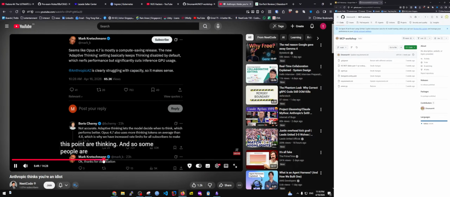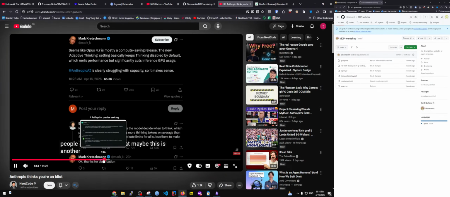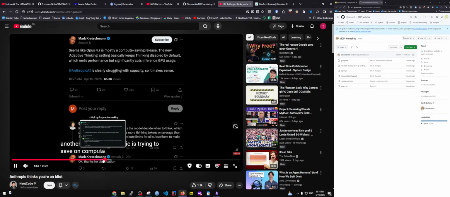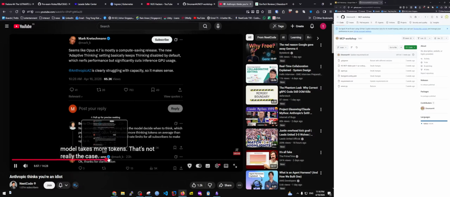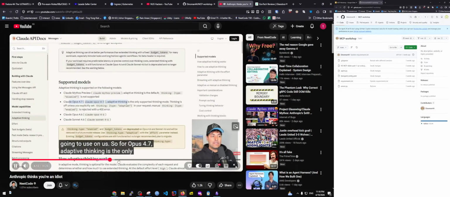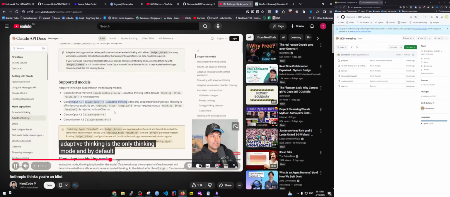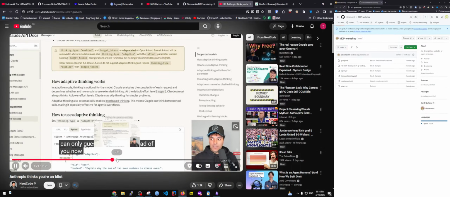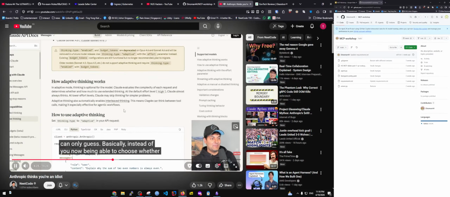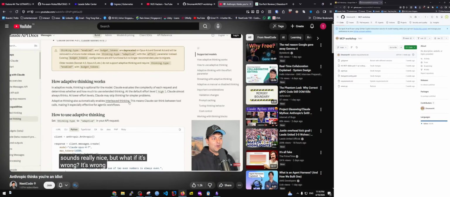Models at this point are thinking. And so some people are mentioning that maybe this is another way that Anthropic is trying to save on compute, that actually since the model takes more tokens, that's not really the case, but who knows? Thinking is the only thinking mode, and by default, it is off. Why did they deliberately make that choice? I can only guess. Basically, instead of you now being able to choose whether the model that you're paying for or using is going to be thinking, Claude is going to make that choice for you. And that sounds really nice, but what if it's wrong? It's wrong all the time.